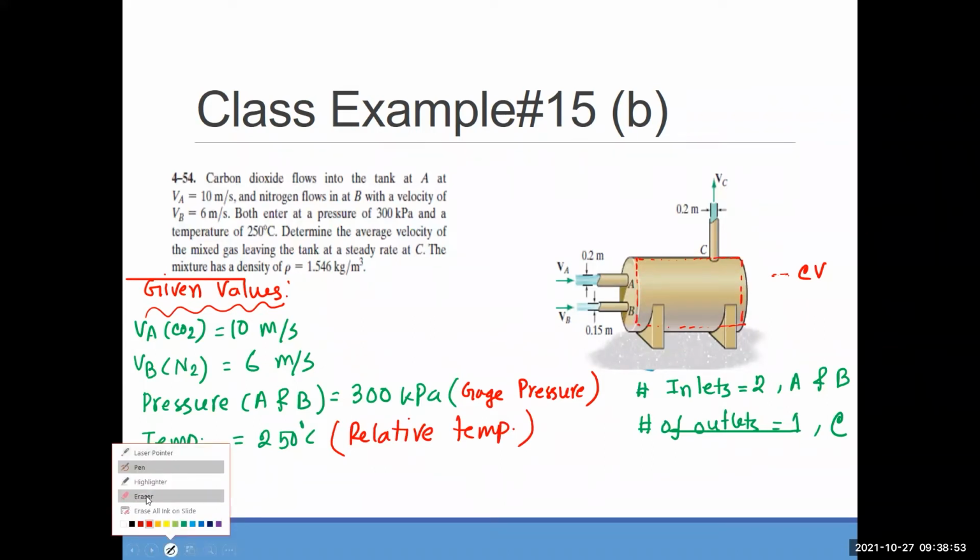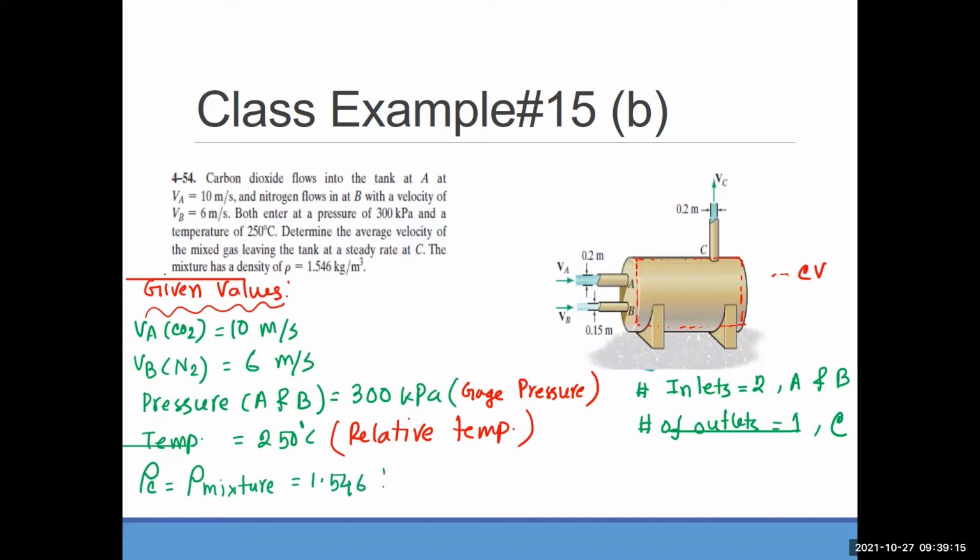Now the last thing is they give you the mixture density. That means the density of C, the density of the mixture, is 1.546 kg per meter cube, right? All of these are the given values.